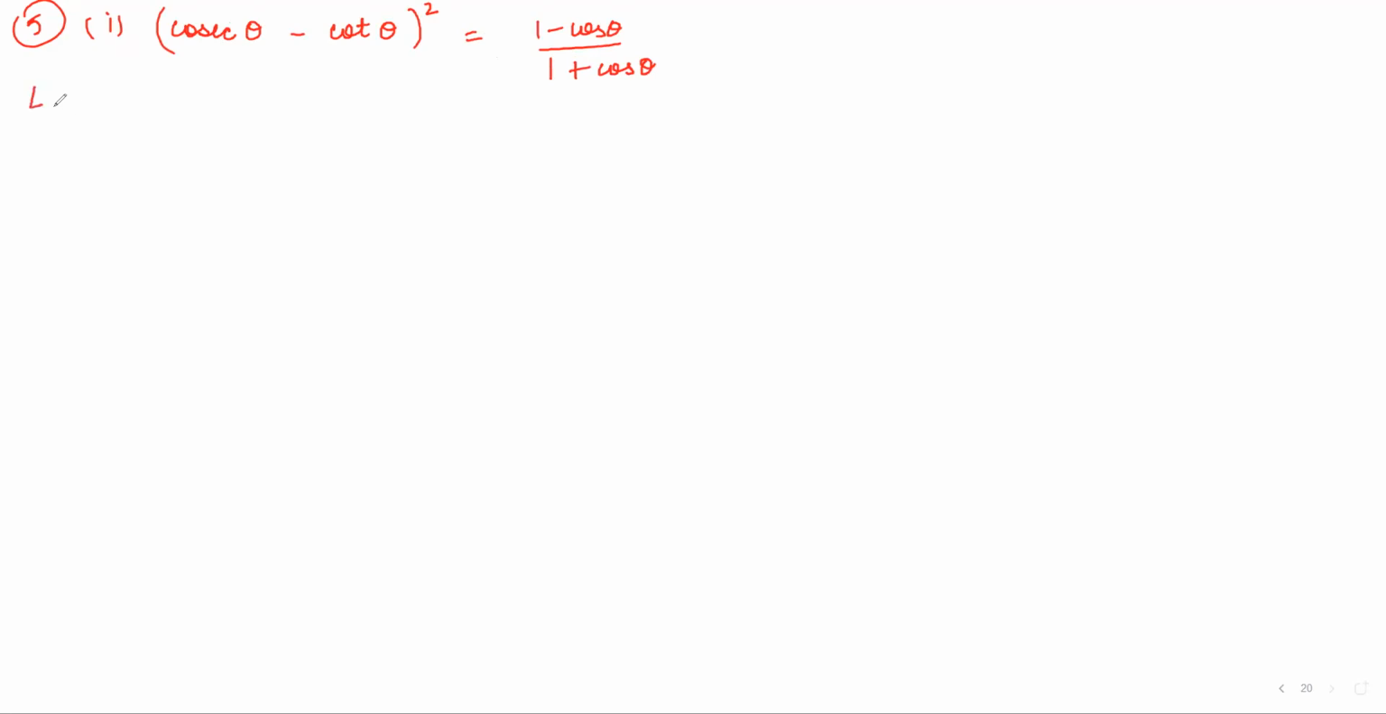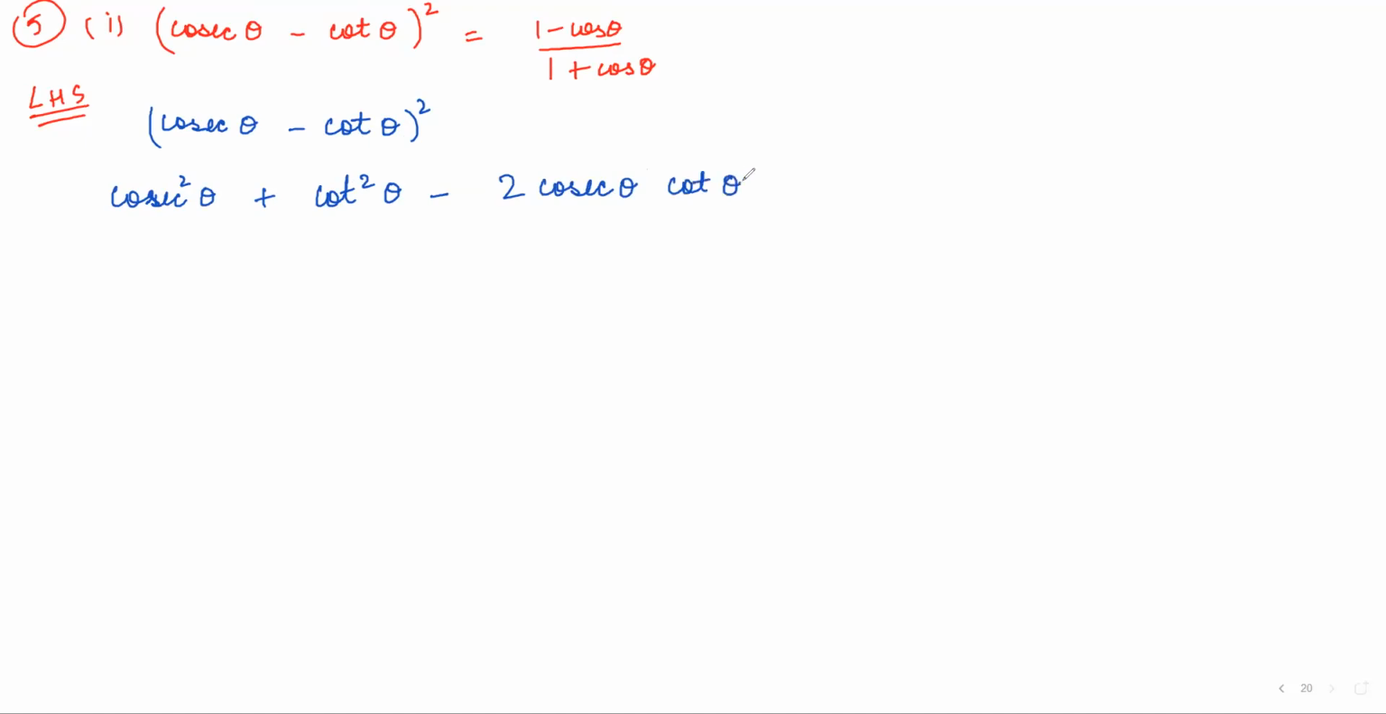Let's start with LHS here. All right. So the LHS is this, cosec theta minus cot theta whole square, right? First, I can open the bracket first of all. So this is A minus B identity. So this becomes cosec square theta plus cot square theta minus 2 into cosec theta into cot theta. Is this correct? This is a minus b whole square.